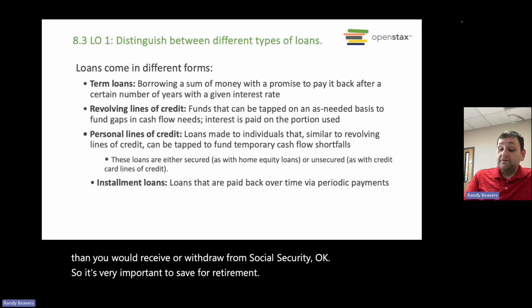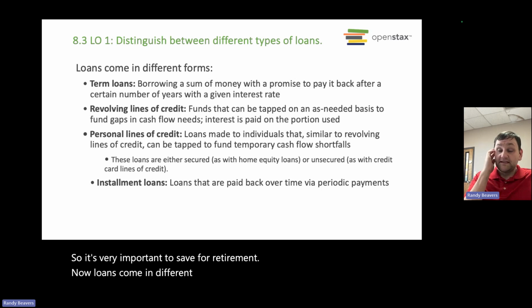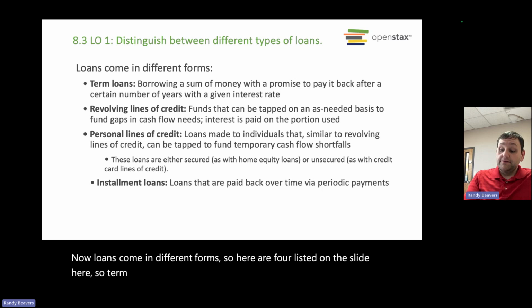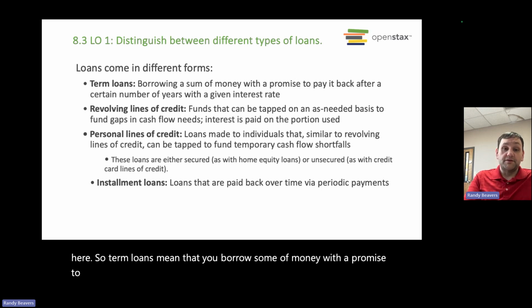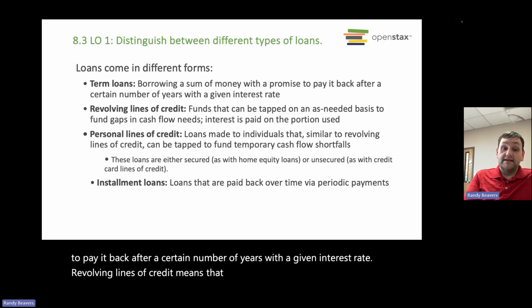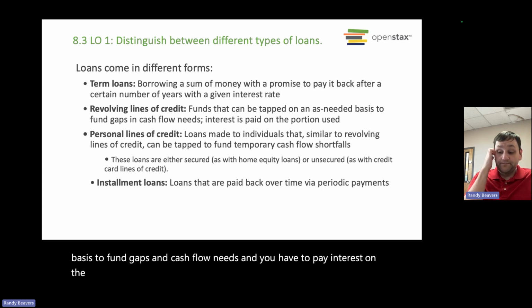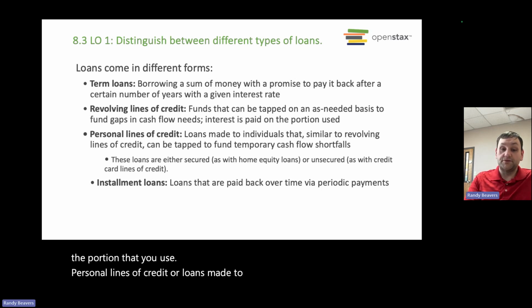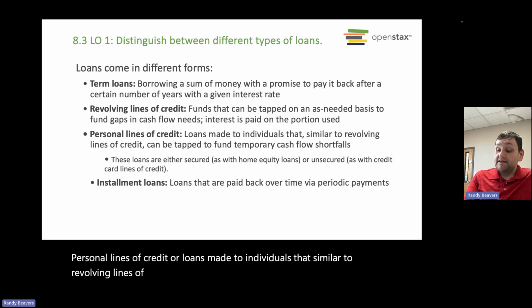Now, loans come in different forms. So here are 4 listed on the slide here. Term loans mean that you borrow a sum of money with a promise to pay it back after a certain number of years with a given interest rate. Revolving lines of credit means that funds can be tapped on an as-needed basis to fund gaps in cash flow needs, and you have to pay interest on the portion that you use. Personal lines of credit are loans made to individuals that, similar to revolving lines of credit, can be tapped to fund temporary cash flow shortfalls.